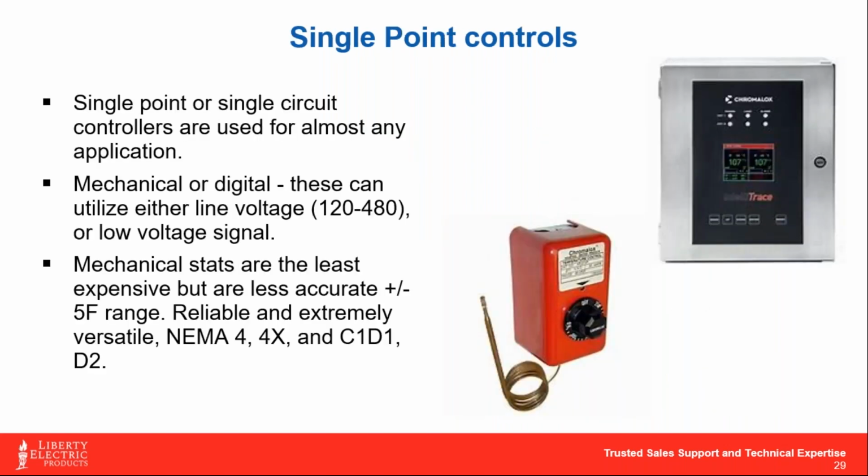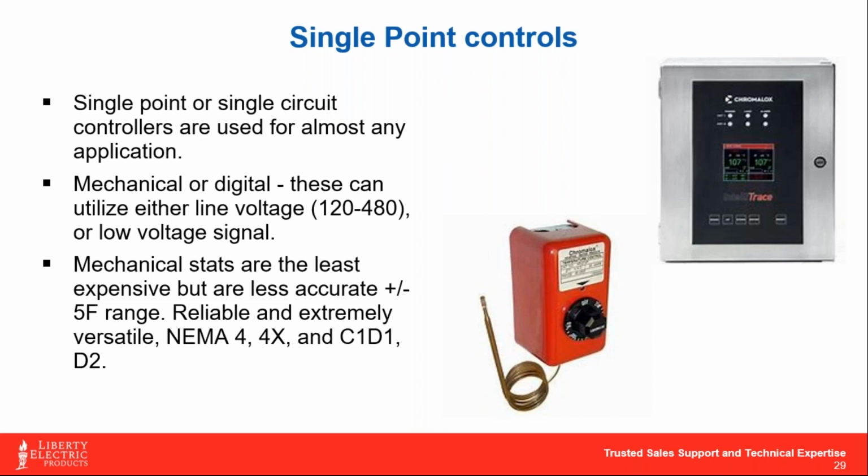Single point controls, very common. These are typically used with smaller tank heaters, things like that. They can be everything from a simple bimetal mechanical bulb and capillary type of switch, like you see that red box there with the bulb and capillary, to a more advanced microprocessor style control, like that small 2-circuit panel you see there in the upper right. These typically will utilize line voltage, 120 to 480 in most cases.